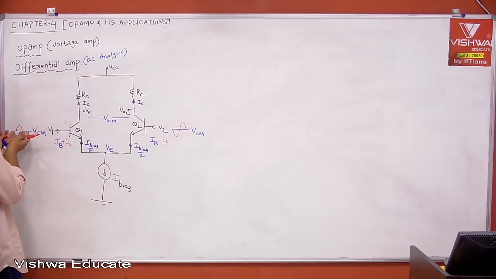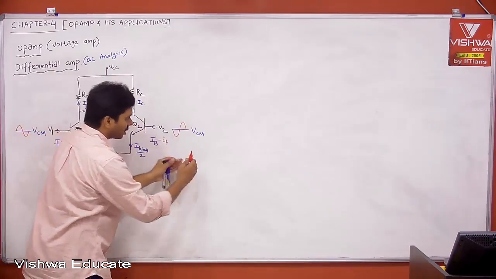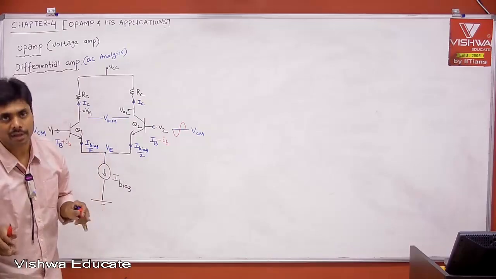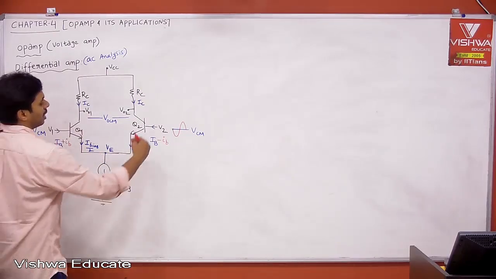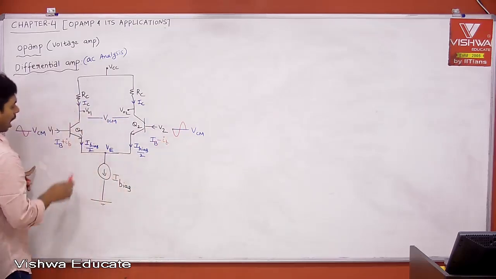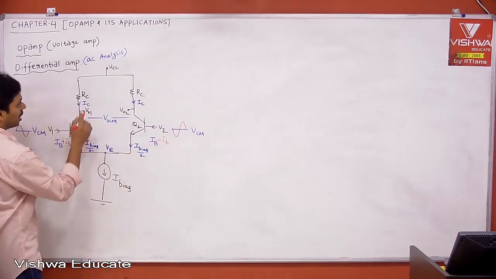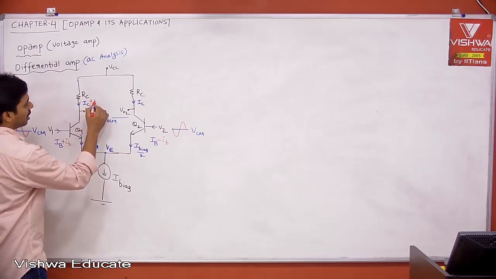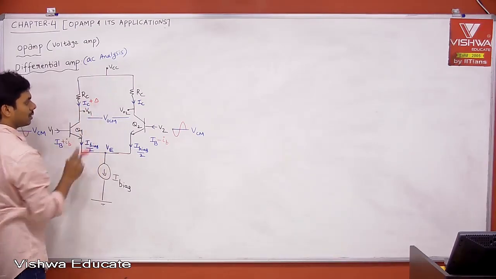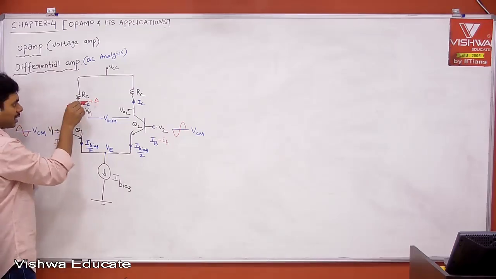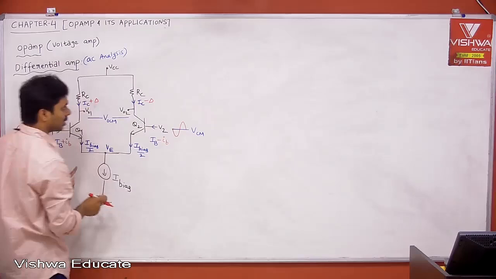But remember, how much is the increment in voltage? The same amount of voltage is decreased, that is nothing but differentially applied. Then how much is the increment in IB? The same amount of IB is decreased. Then let us say your IC is also increasing by something, let us say delta. The same amount of IC will be decreased here because your IB is decreasing.